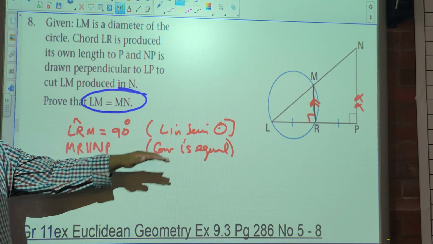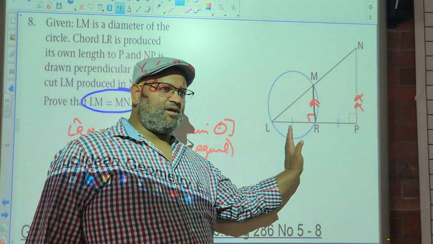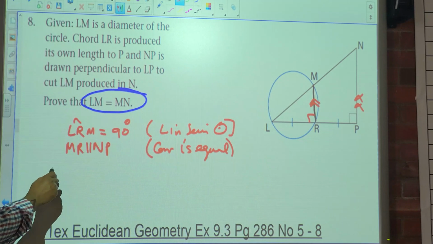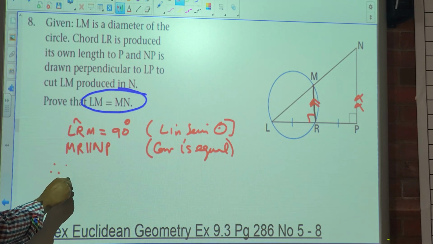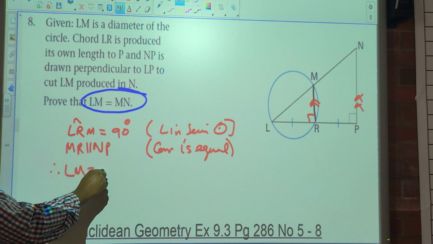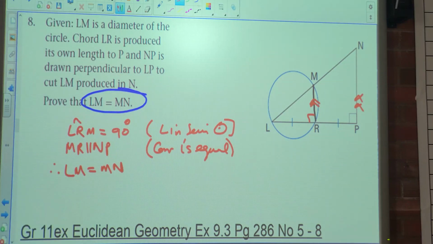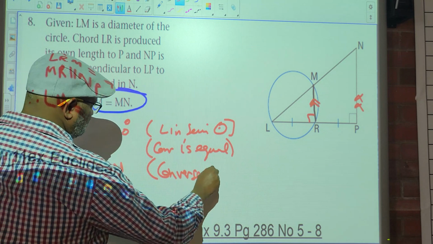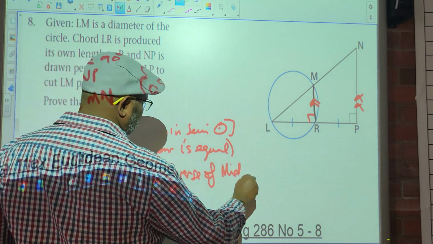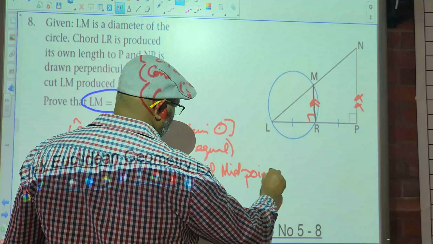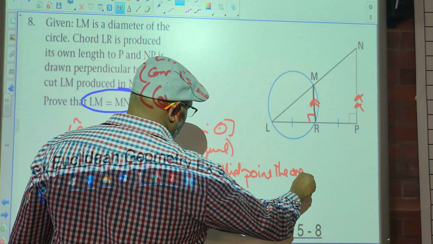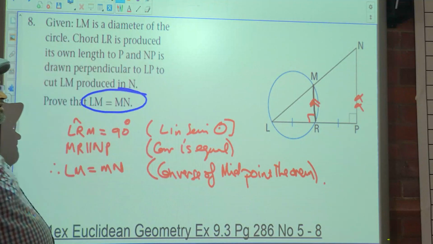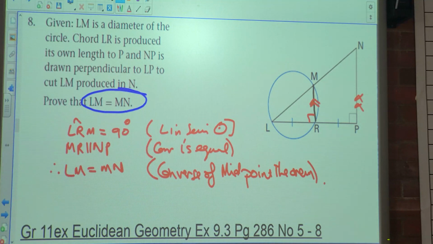So now I place straight into the midpoint theorem. We can say therefore LM is equal to MN. Why? Because of the converse of the midpoint theorem. Any confusion there? No.